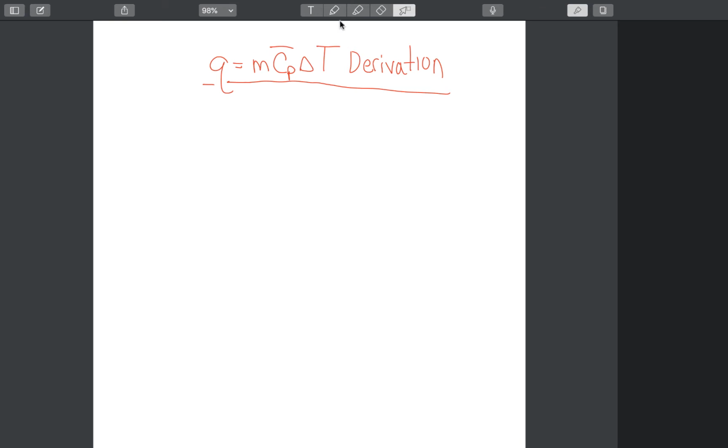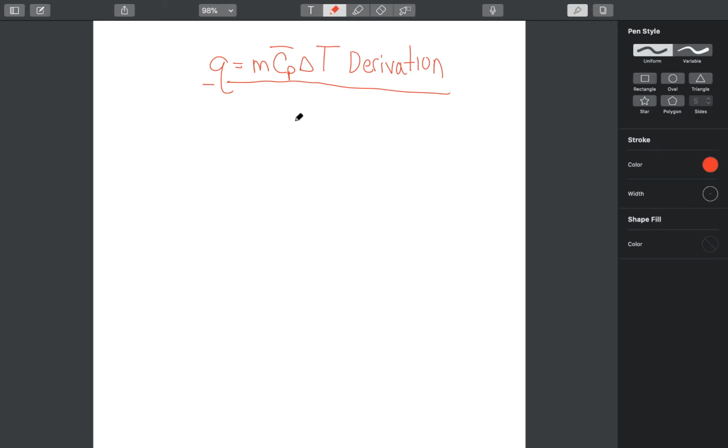So today I'm going to be showing you how to derive this equation. And I'm going to be doing it using calculus. This is sort of like the one derivation I did in the last video, but where I did it algebraically. However, in this video I'm going to go more deeply into the mathematical description of heat capacity and how to derive this equation.